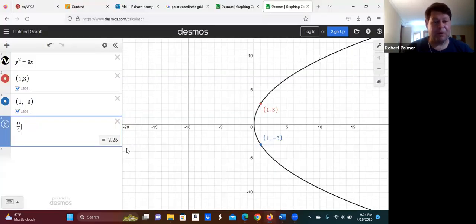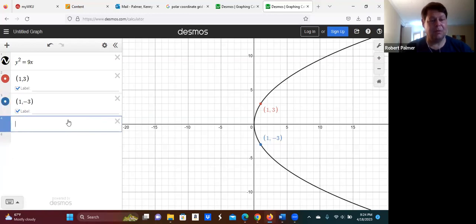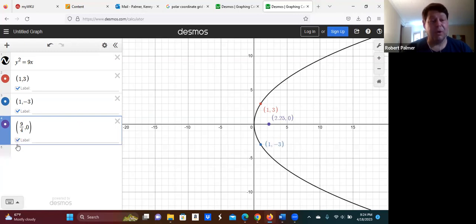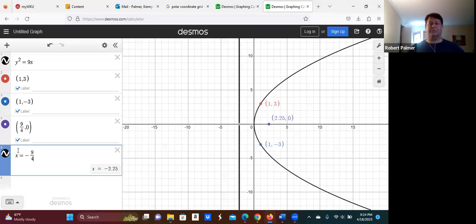Okay, so let's go back to Desmos. If we type that point in, we have the point (9/4, 0), and let's label that. That should be our focus. And of course, it also asks for the directrix, which is going to be the line x equals negative 9/4. So that's our parabola with the focus and directrix. Basically, once again, if you place the bulb at this location, the light shining from the bulb back in this direction will all be focused straight outward from the parabola.